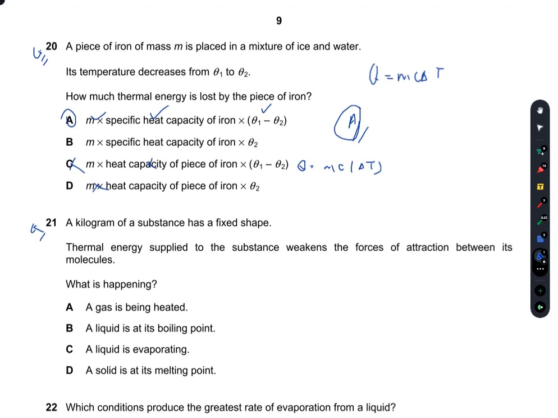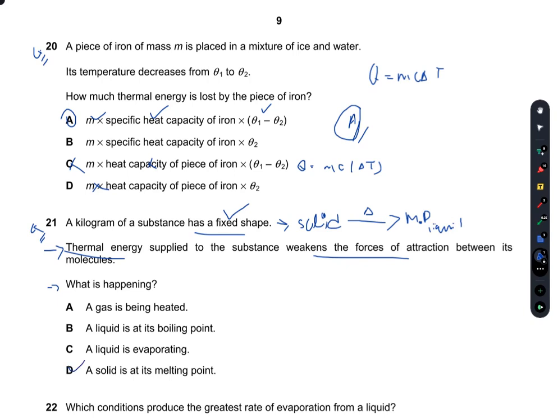Question number 21. A kilogram of a substance has a fixed shape. The thermal energy supplied to the substance weakens the force of attraction between its molecules. What is happening here? It has a fixed shape, so it is a solid, not a liquid, not a gas, not plasma. Now the thermal energy supplied will decrease the forces of attraction between the molecules. If I supply heat to the solid, it will eventually reach its melting point, when it will start to turn into a liquid, a semi-liquid state.